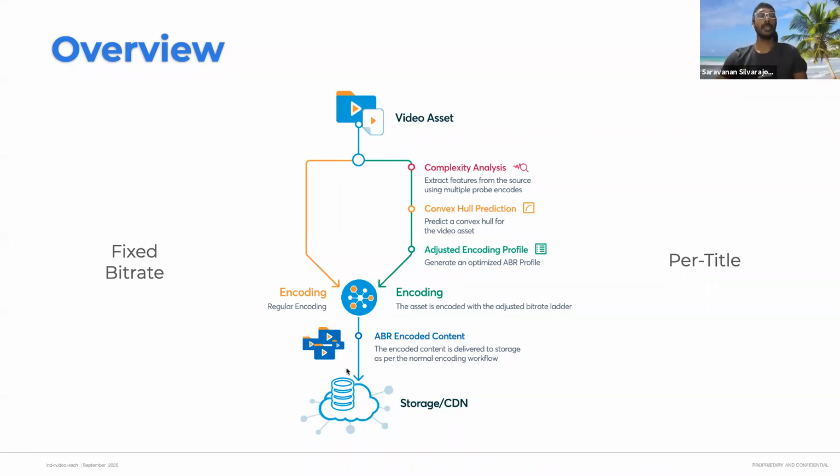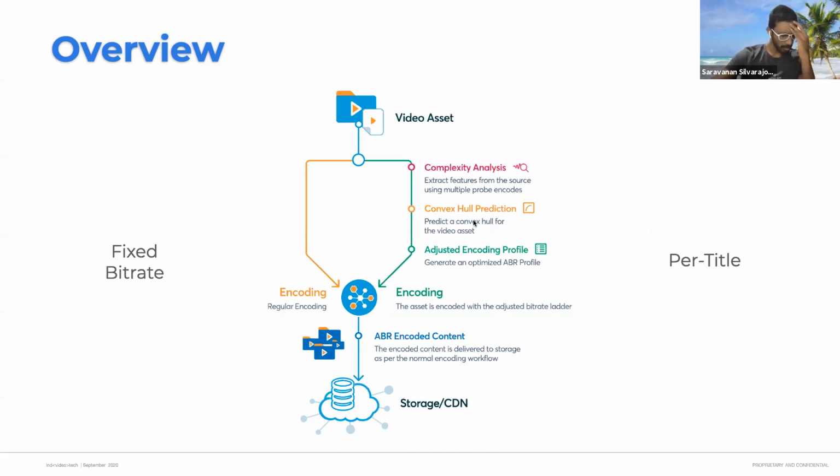Yeah, so this is the overview of per title. On the left we have the fixed bitrate workflow. On the right we have the per title workflow. In the fixed bitrate workflow, it's pretty straightforward. You give it a ladder, then you encode it, and it's outputted. The ABR content is output and stored in the storage CDN. On the right side is per title.